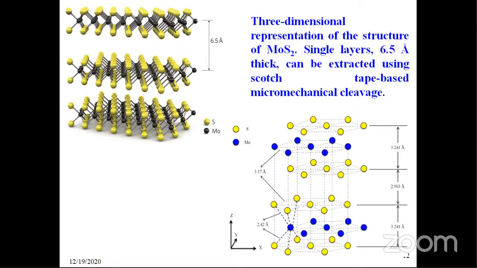Due to this behavior, we can synthesize it like graphene, with the help of micromechanical cleavage. Here the sulfur layers interact with very weak van der Waals forces, and Mo and sulfur interact with covalent bonding. With the weak van der Waals forces, we can very easily exfoliate it and deposit it on the substrate. After that, we can use it for different devices and different measurements.